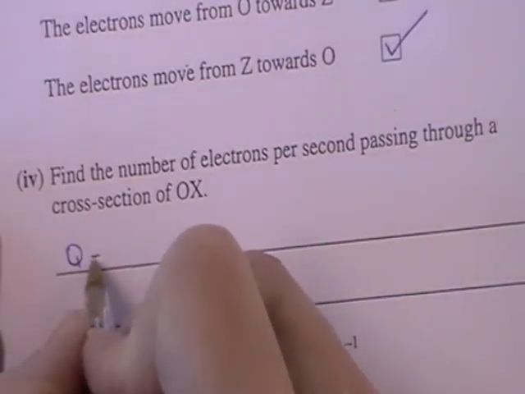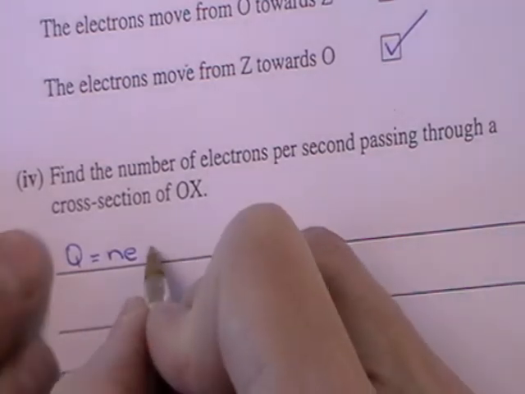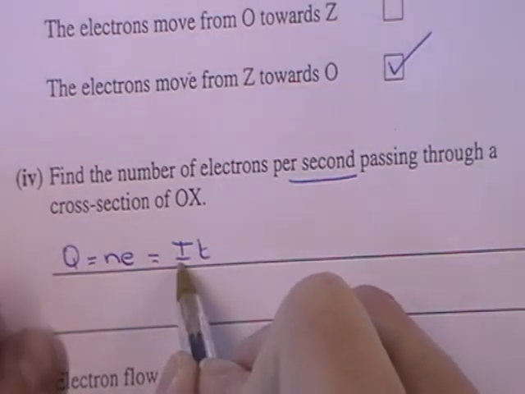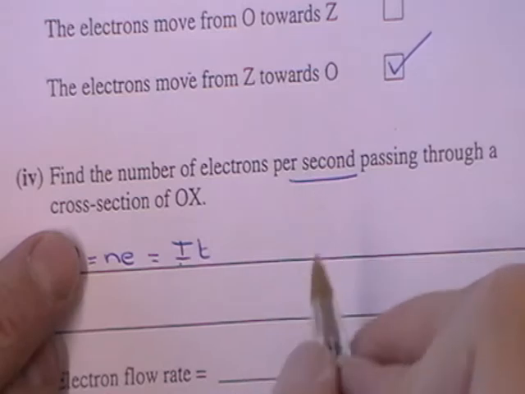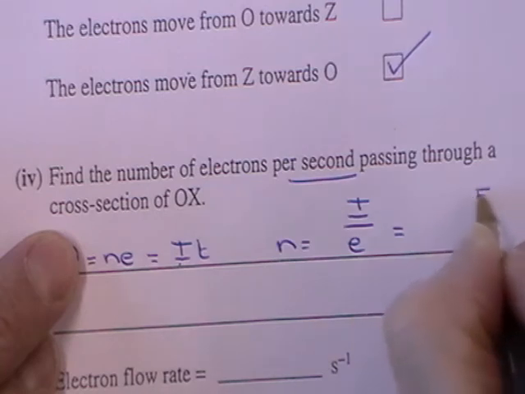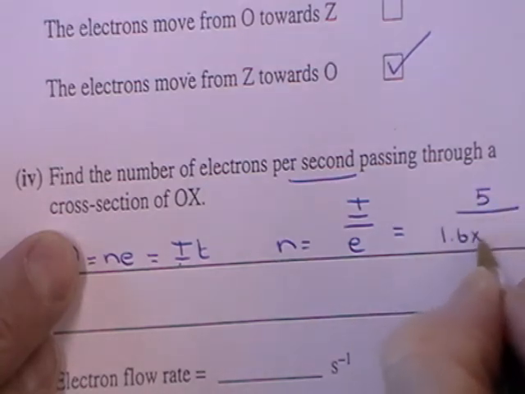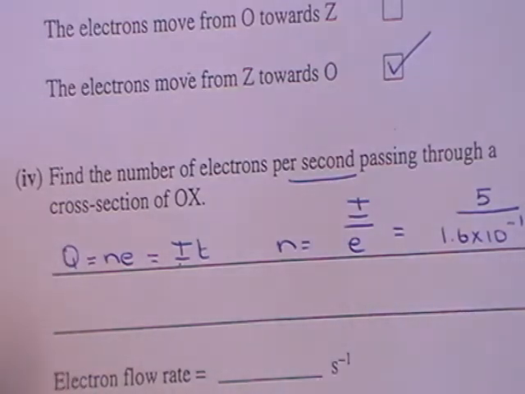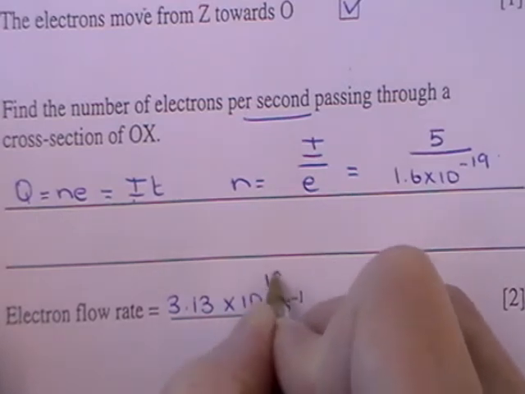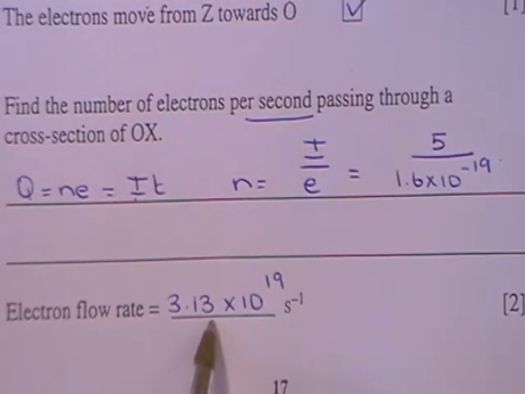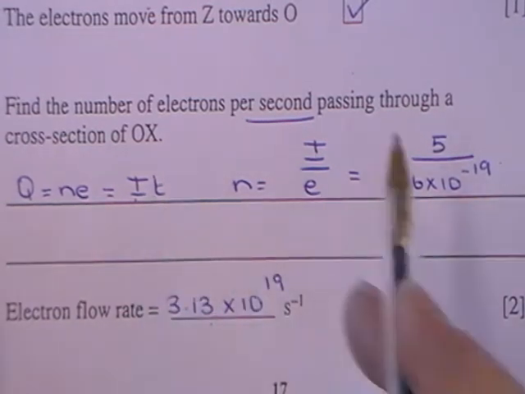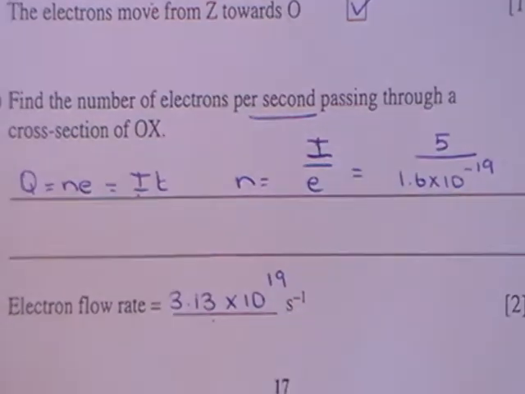So Q is equal to NE, and Q is also equal to IT, where T is 1 second. And the current in that part of the section was 5 amps. And so if I just rearrange this, N is equal to I over E, and I is 5, and E is 1.6 by 10 to the minus 19. And the answer just comes out then as 3.13 by 10 to the 19 electrons. It's always a huge number for the number of electrons or electron flow rate, and that's per second because we have put in a second there into the diagram, even though I didn't put the T in.